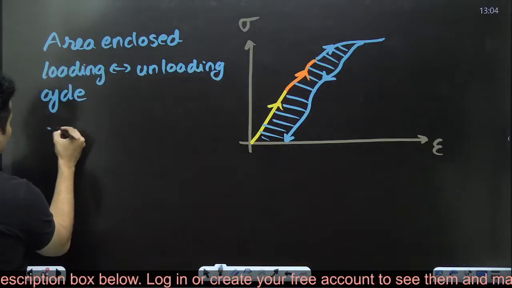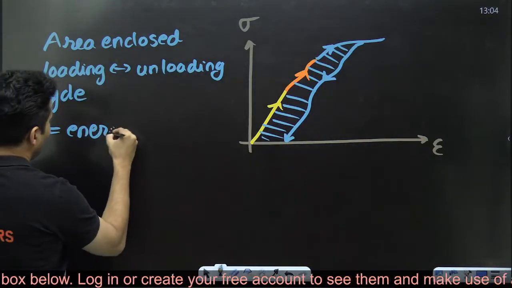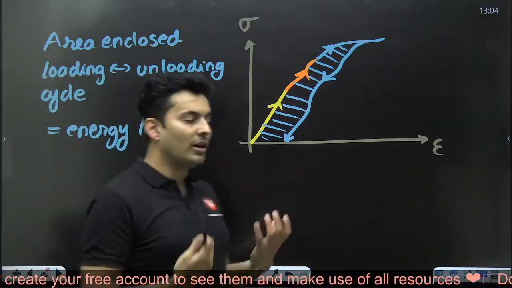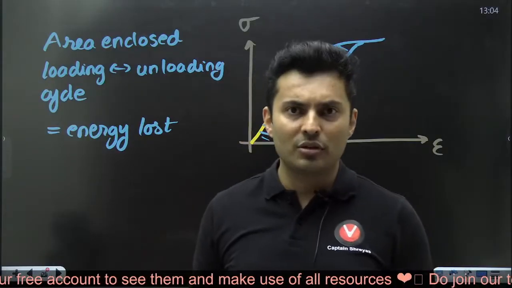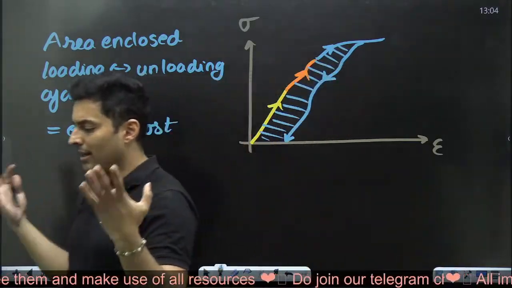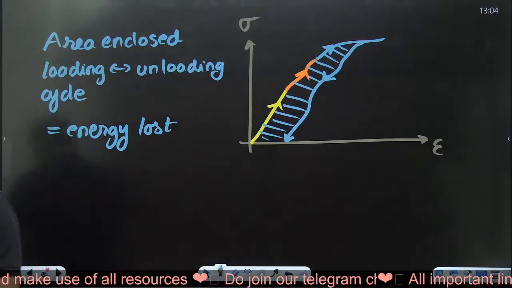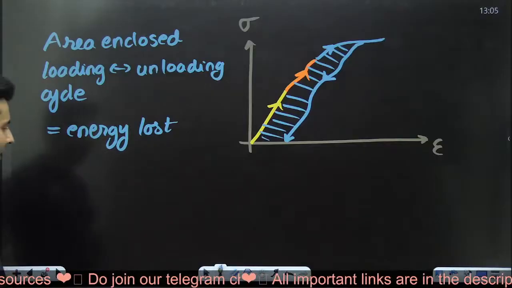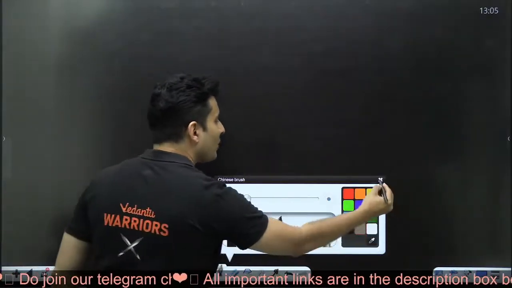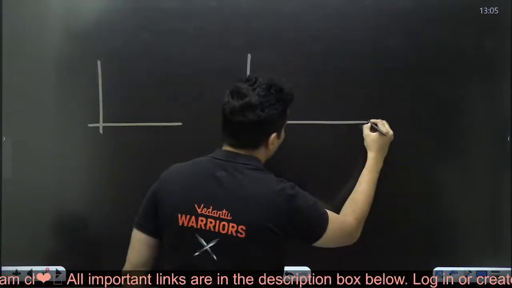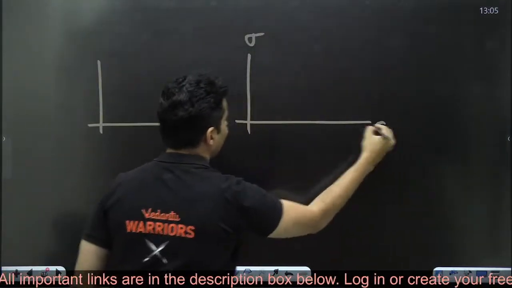This is going to always give me the energy lost as heat. It is not given back to the original source. It has been permanently lost as heat, sound, light, whatever. It has been lost. Is that clear? So this is also very important. And you know where this is important? There was a question in JEE where there were two graphs given of stress versus strain.